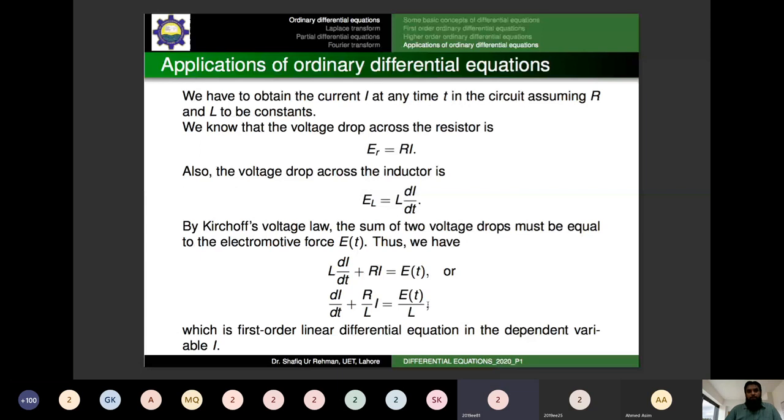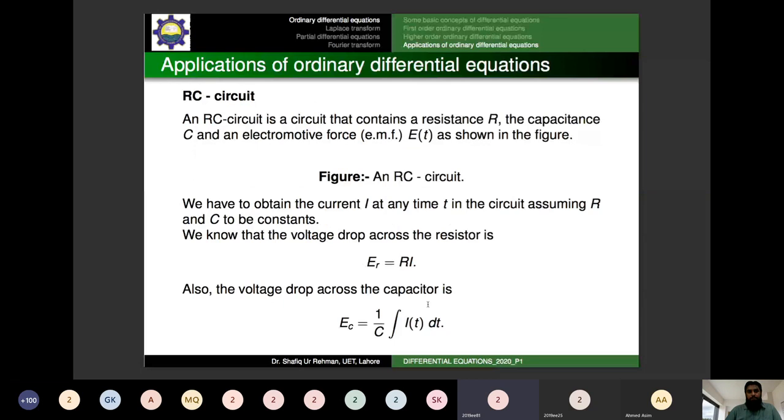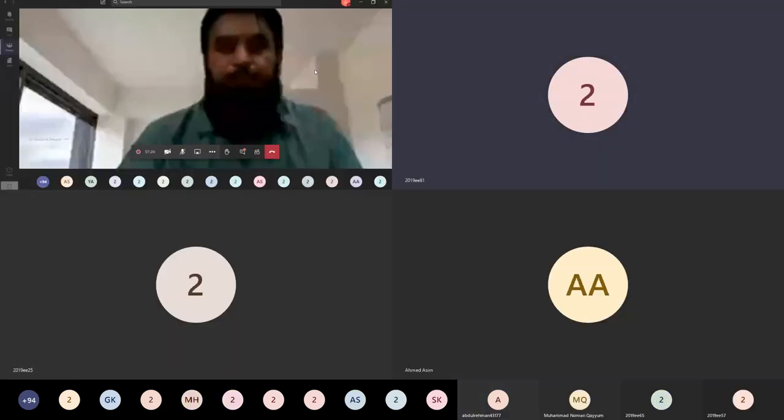Pretty much on the same line, we can look into the RC circuit. The previous one was RL. The resistor was there, the inductor was there. Now, instead of the inductor, we have a capacitor. An RC circuit is a circuit that contains a resistance, capital R, the resistance of a resistor, and the capacitance of a capacitor.